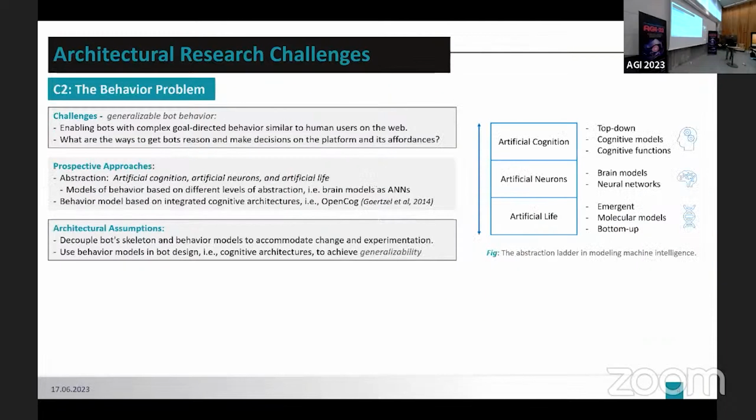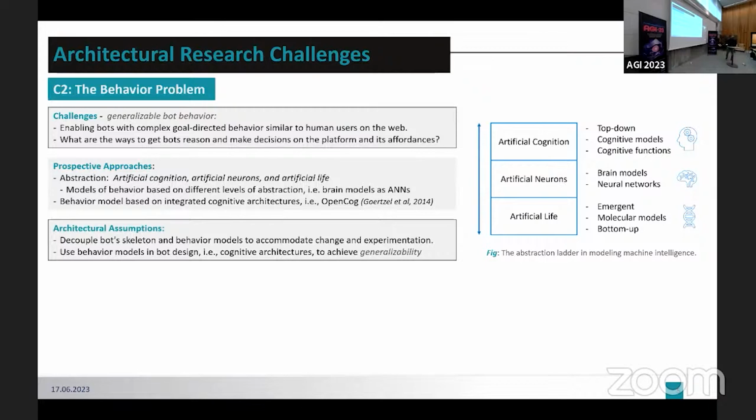The second challenge is the behavior problem. This is a big challenge, but in our context, still in the area of cognitive automation, this is about endowing the bots with complex behavior where they can autonomously operate in a web environment. There are different assumptions, definitely. This depends on the abstraction model. Do we use a brain model or a virtual brain behind, or do we use a cognitive architecture, or do we start from the bottom up? I mean, there are different approaches.